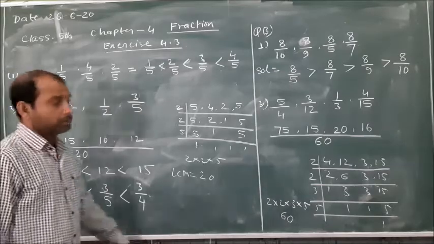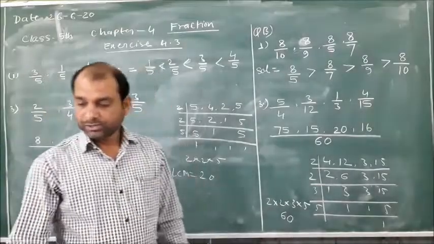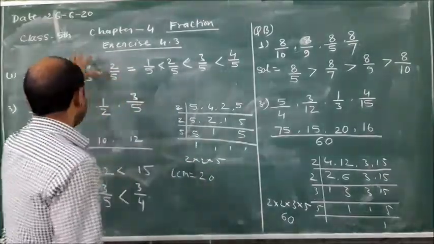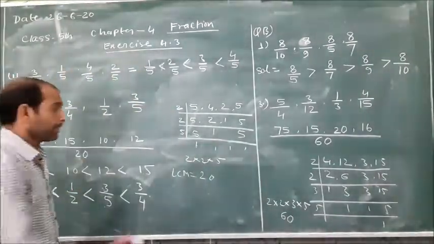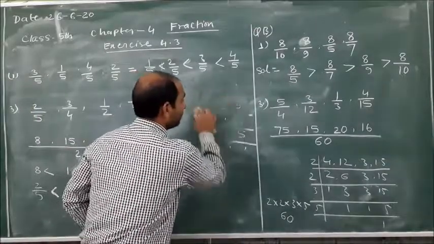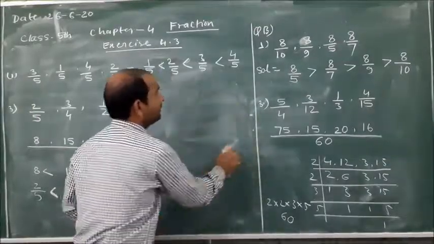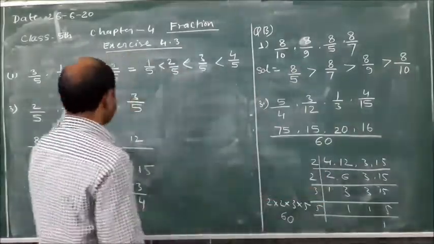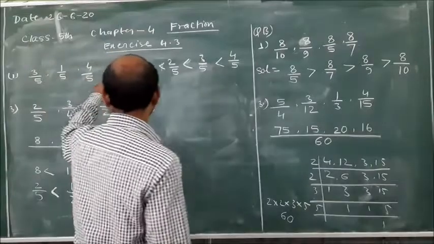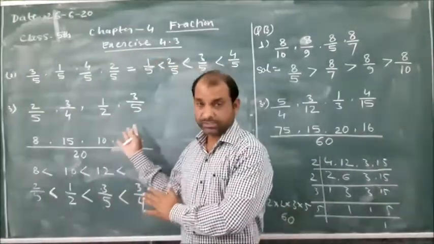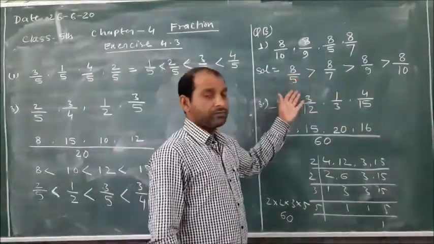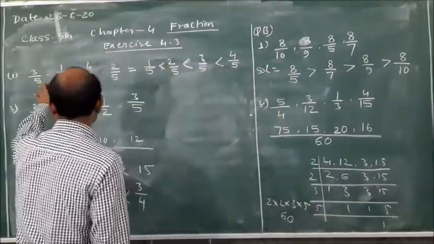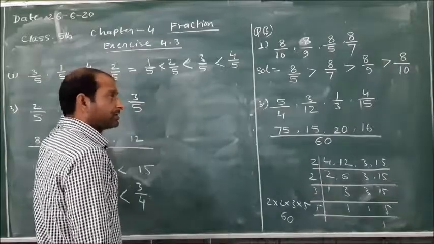So now the question number B. Also rewrite the following fractions in descending order. Here we write in the ascending order, and here we write in the descending order, just opposite of ascending order. Here first we write the smallest fraction; here first we write the greatest fraction. Just opposite.